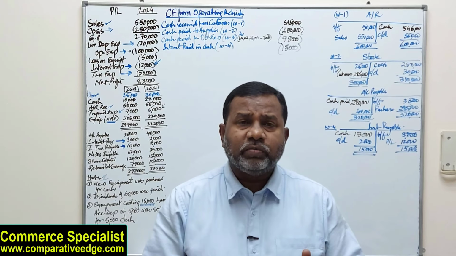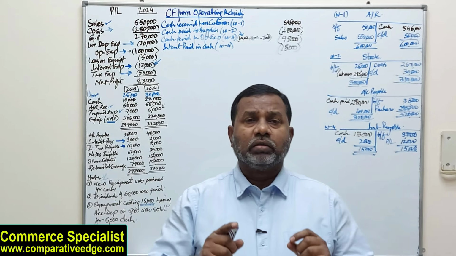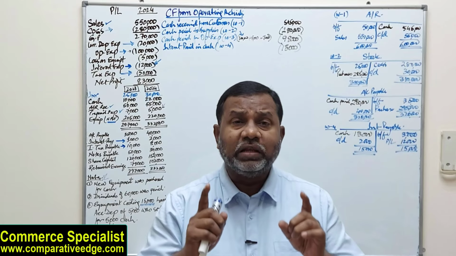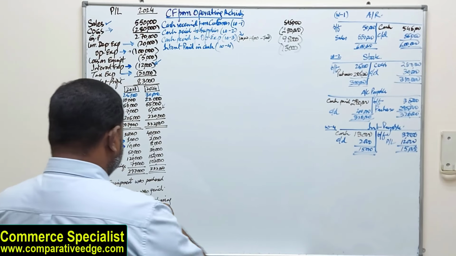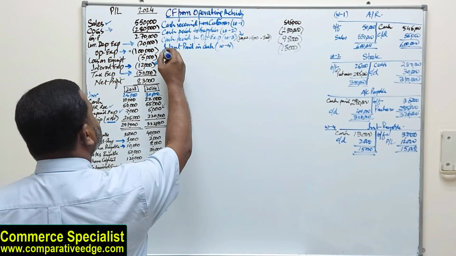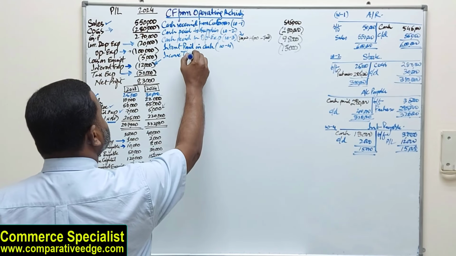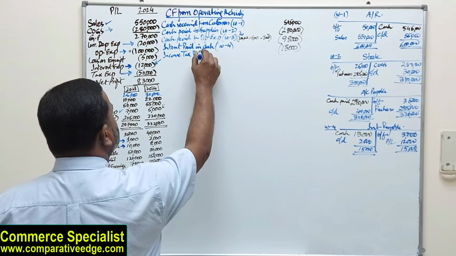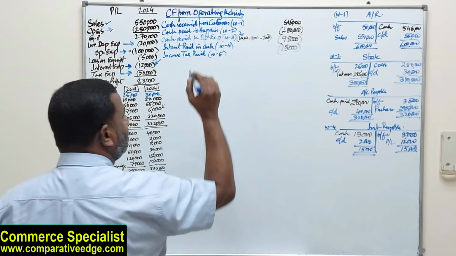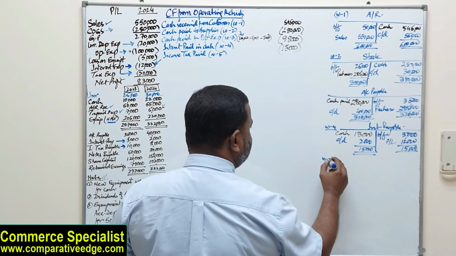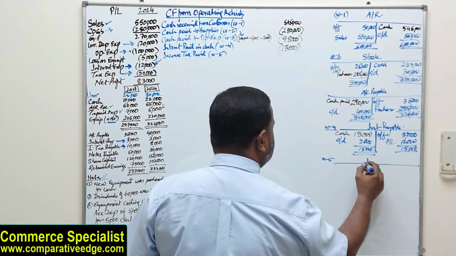Similarly, as we did for interest payable, I'm making a T account for income tax payable as well. How much tax is paid in cash? This is what we're trying to calculate. So next is income tax paid. Okay, working number 5. For that, working number 5, I'm making a T account of income tax payable.